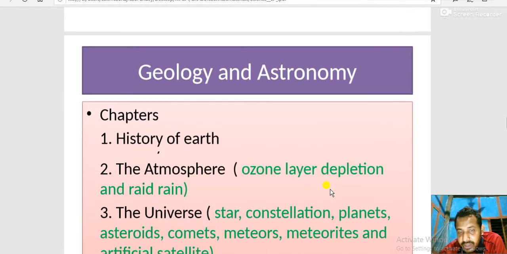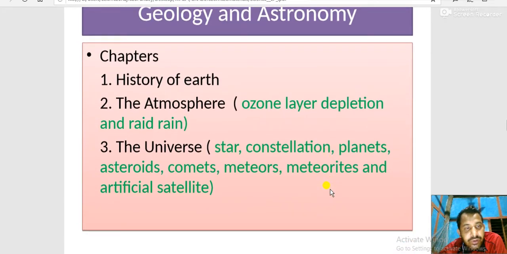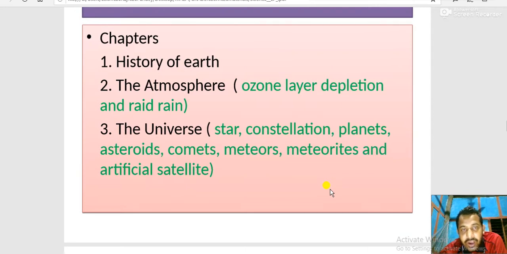In geology and astronomy, we are going to learn about the history of the earth and the atmosphere. Generally we discuss ozone layer depletion and acid rain, how to protect from ozone layer depletion, or what the causative agents of ozone layer depletion are. In the last chapter, the universe, we learn about stars, constellations, planets, asteroids, comets, meteoroids, and artificial satellites. Generally we focus more on asteroids, comets, meteors, and meteoroids.